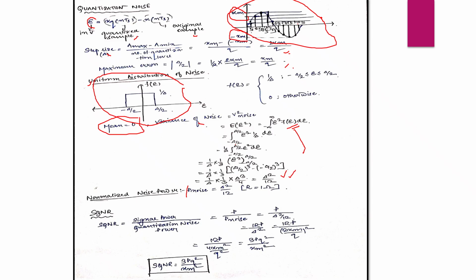Then we'll discuss the SQNR, which is very important. SQNR is nothing but the ratio of signal power to quantization noise power, that is P and P noise. P is the signal power, and delta square by 12 is the normalized noise power which we got previously. We then solve, and we get that the SQNR formula is 3 P q square by x of m square.